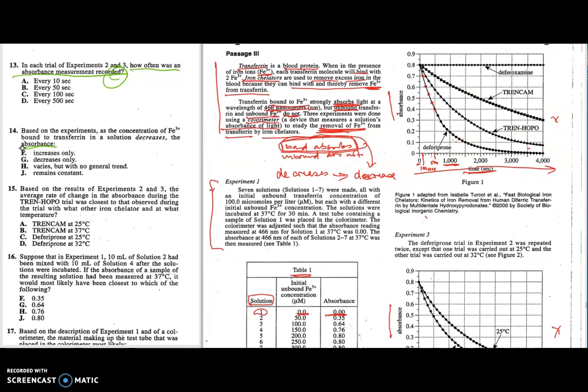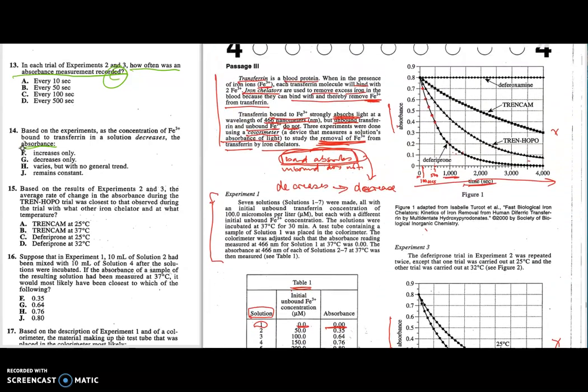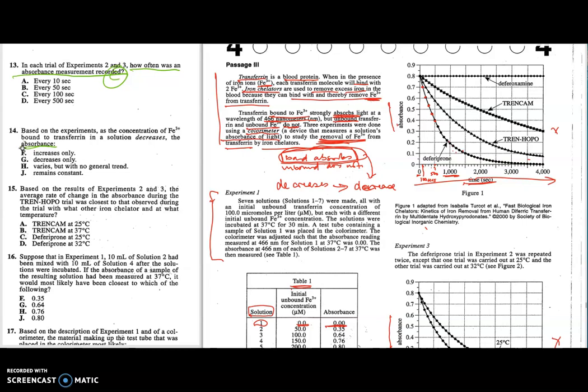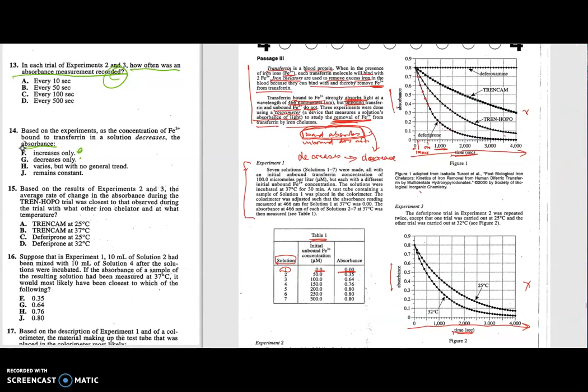So based on the experiments, and yeah, pretty much. I mean, it increases only. No, decreases only. Probably varies, but with no general trend. Well, even if we look at the graphs, we can see that it's decreasing. This one goes kind of straight, but varies, but with no general trend, remains constant. It doesn't vary with no general trend. There is a general trend. The general trend is it decreases.